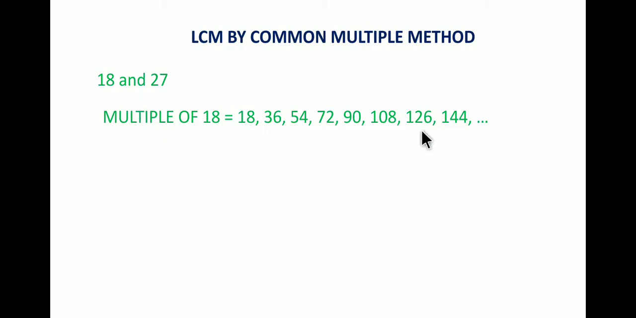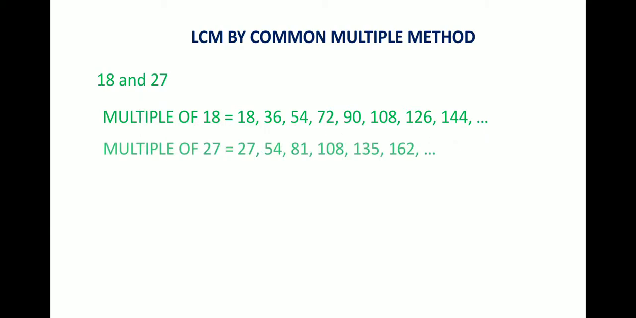The multiples of 18 are all these numbers and the multiples of 27 are all these numbers. You cannot miss any of the multiples because within the given multiples only you may have the answer. So it's better you don't miss any of the multiples of any given number. So multiples of 18 and multiples of 27.